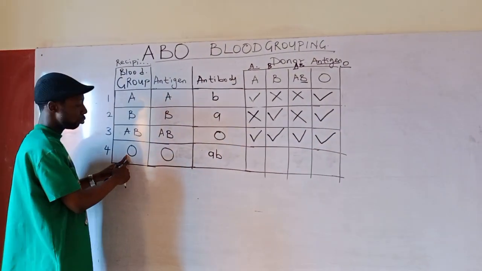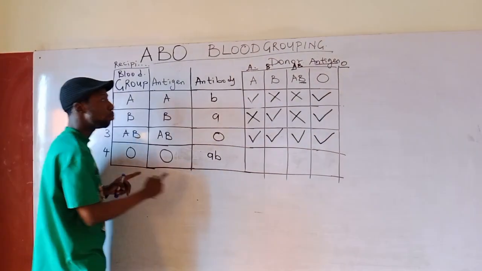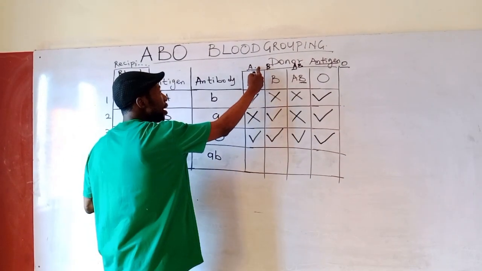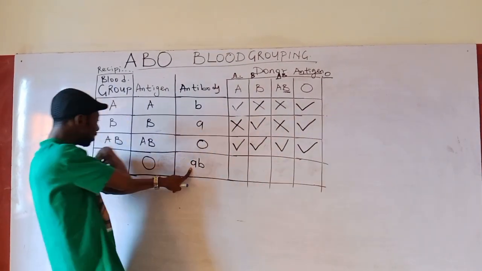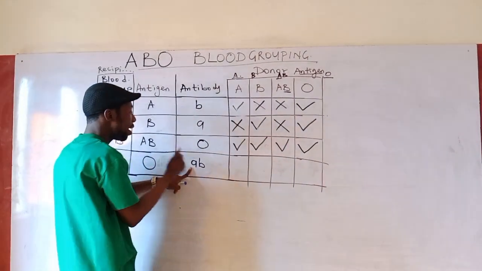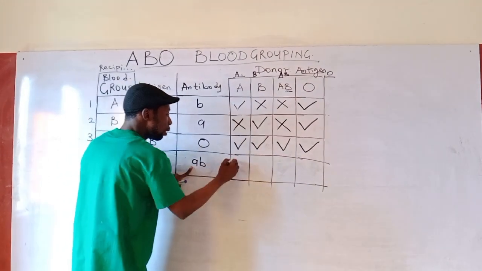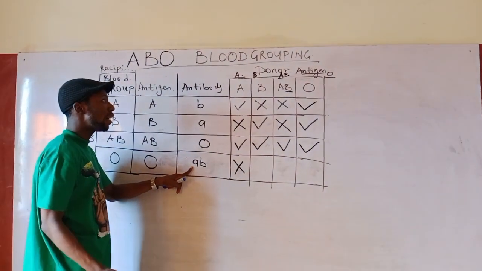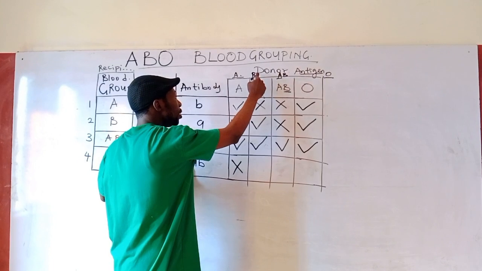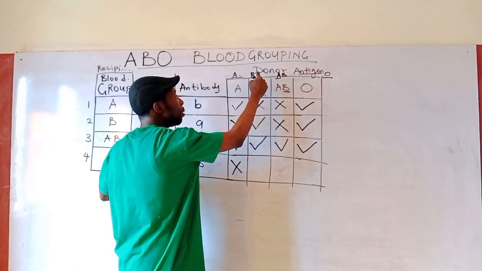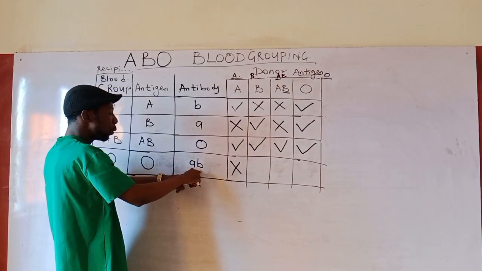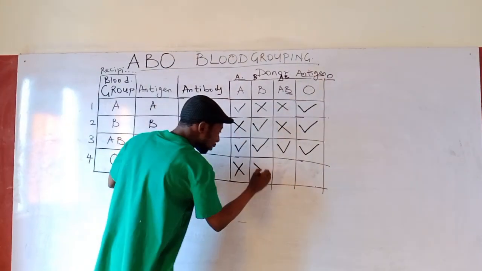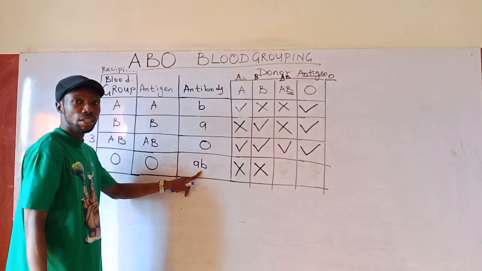Now, the last recipient with blood group O receives blood from A. Is it possible? No, it's not possible, because antigen A of the donor will react with the A antibody of the recipient of blood group O here. This and this will react, the blood cannot go. The donor with blood group B possesses antigen B on the surface of the red cell, and the B will react with the B antibody of blood group O. The blood still cannot go.